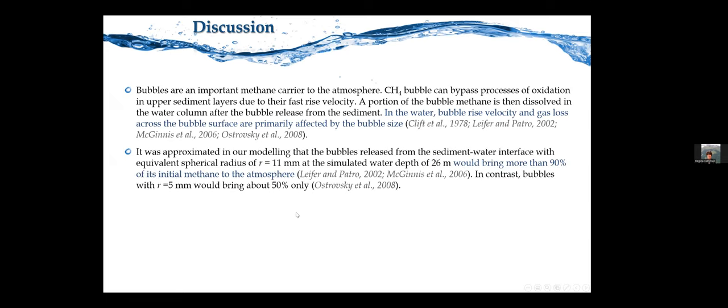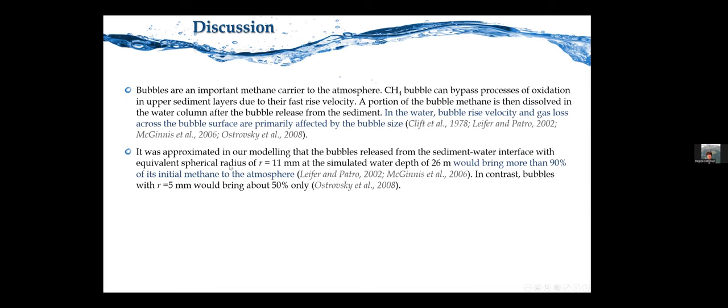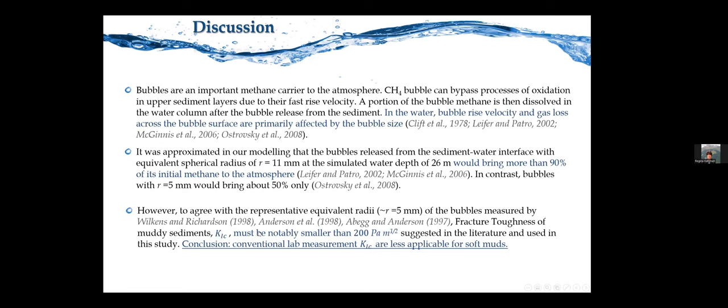If we approximate this, the large bubble that was simulated has an equivalent spherical radius, of the sphere of the same volume, of 11 millimeter. The simulations were performed under a water depth of 26 meter. So this bubble would bring more than 90% of its initial methane to the atmosphere. In contrast, if the bubble is smaller, then under the same 26 meter water depth, a bubble of, for instance, 5 millimeter equivalent radius would bring only 50% of its initial methane to the atmosphere.